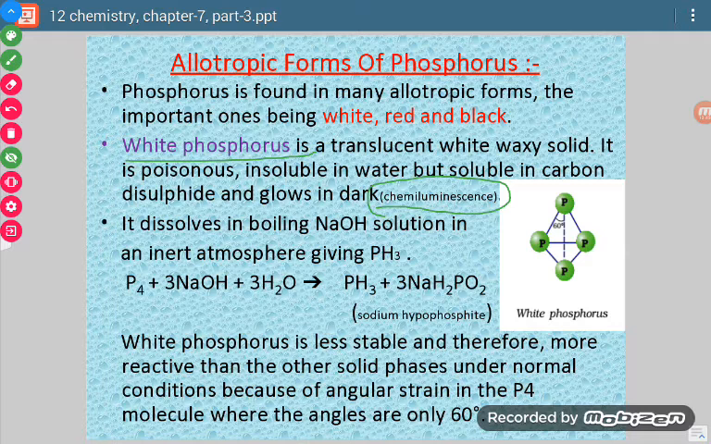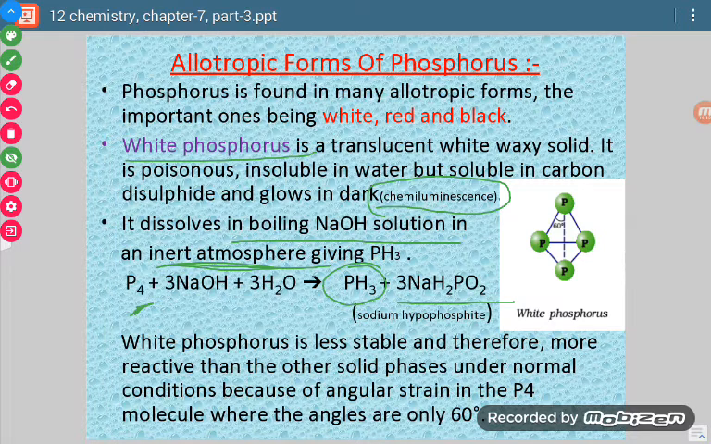Okay, now it dissolves in boiling NaOH solution. If we take phosphorus and put it in boiling sodium hydroxide solution in an inert atmosphere, meaning air should not be there, otherwise in air it will react. So there should be an inert atmosphere. Then what happens? There is formation of phosphine along with sodium hypophosphite.